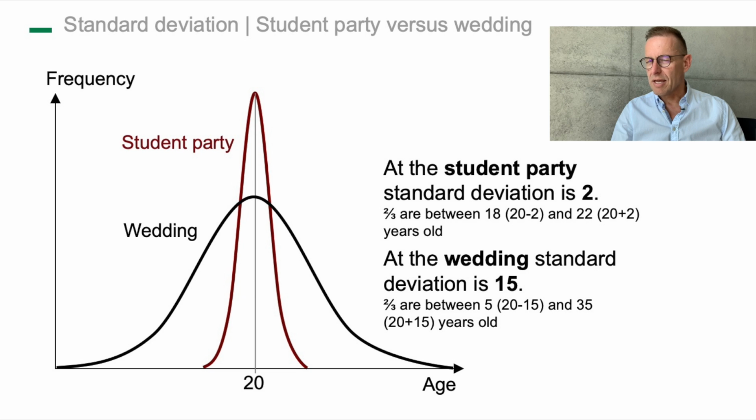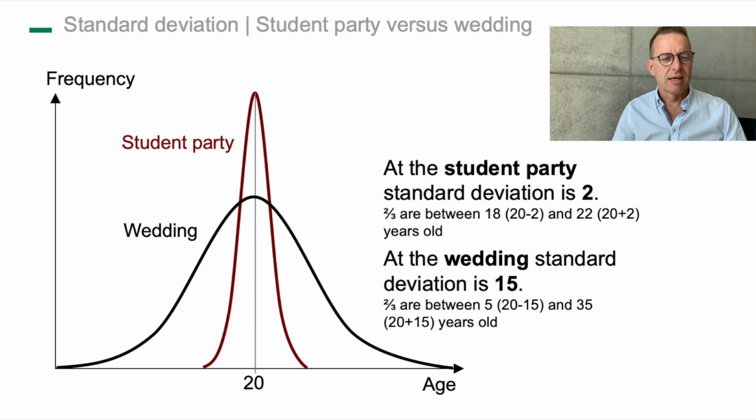Now you can say the average age in both parties is equal. Must have been the same parties, right? Feels pretty similar. Same age in both parties, 20. No, it's not. Because let's assume on a student party, a reasonable standard deviation might be something like 2, right? 2 would mean 2/3 are between 18, 20 minus 2, and 22, 20 plus 2. So standard deviation of 2 sounds pretty reasonable, right?